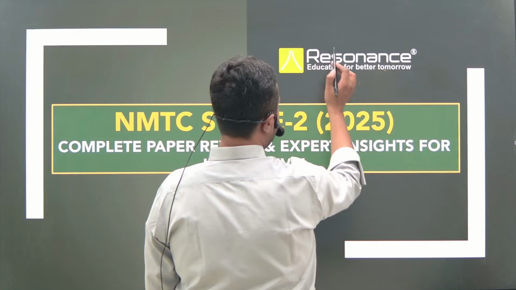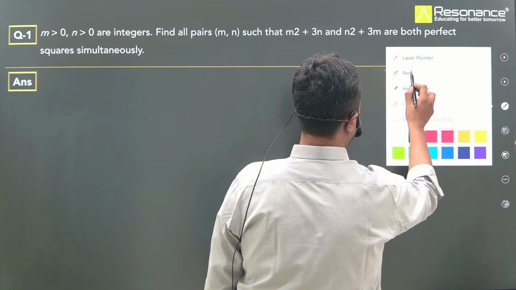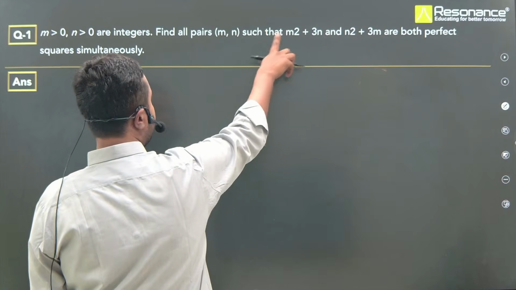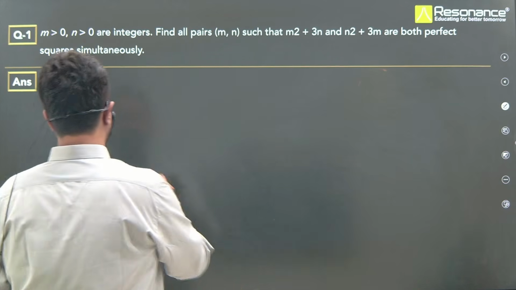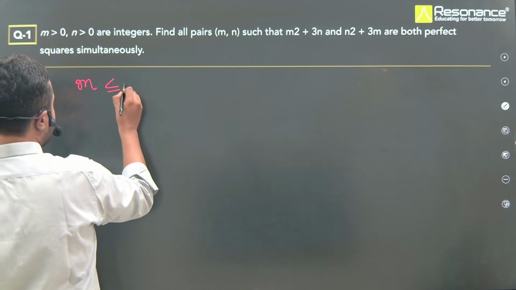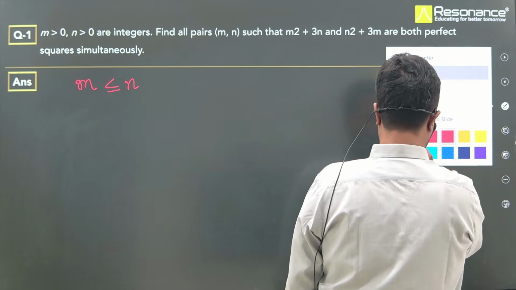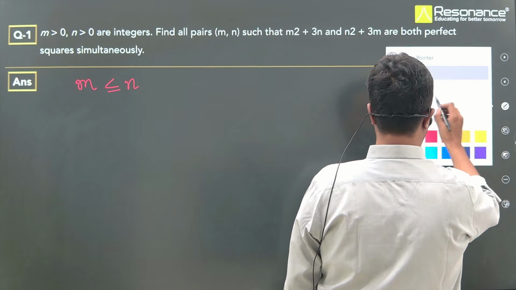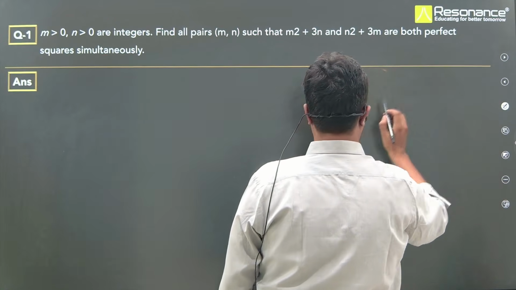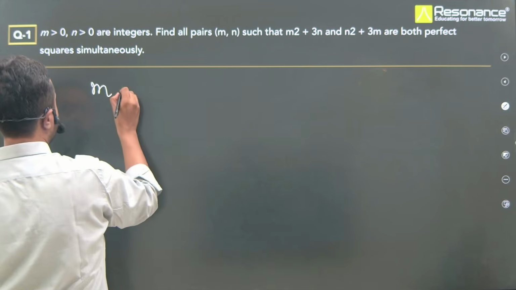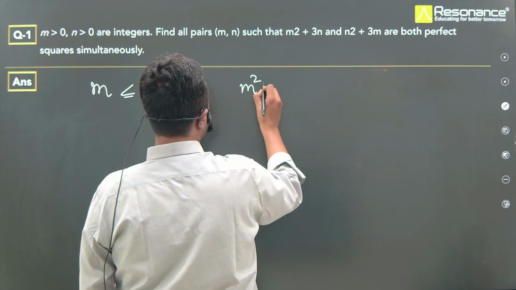M square and N square are already perfect squares. To that you're adding something. So, let's first assume that M is less than or equal to N. Yeah, maybe I can change the color. Yeah, so suppose M is less than or equal to N. In that case, what happens? Okay, first let's give these things some names.